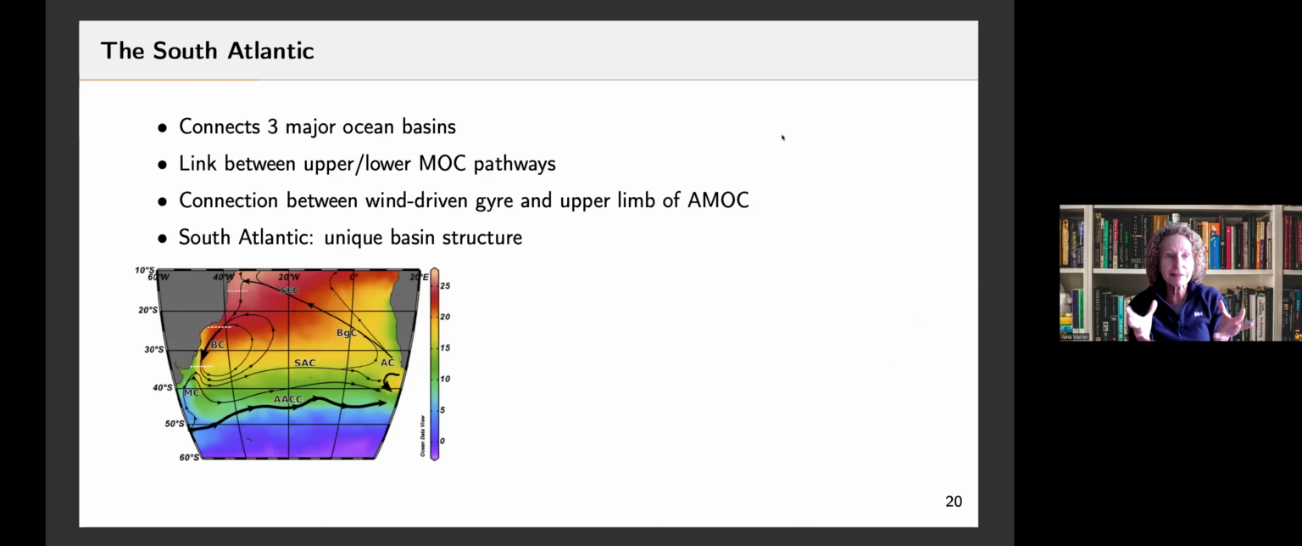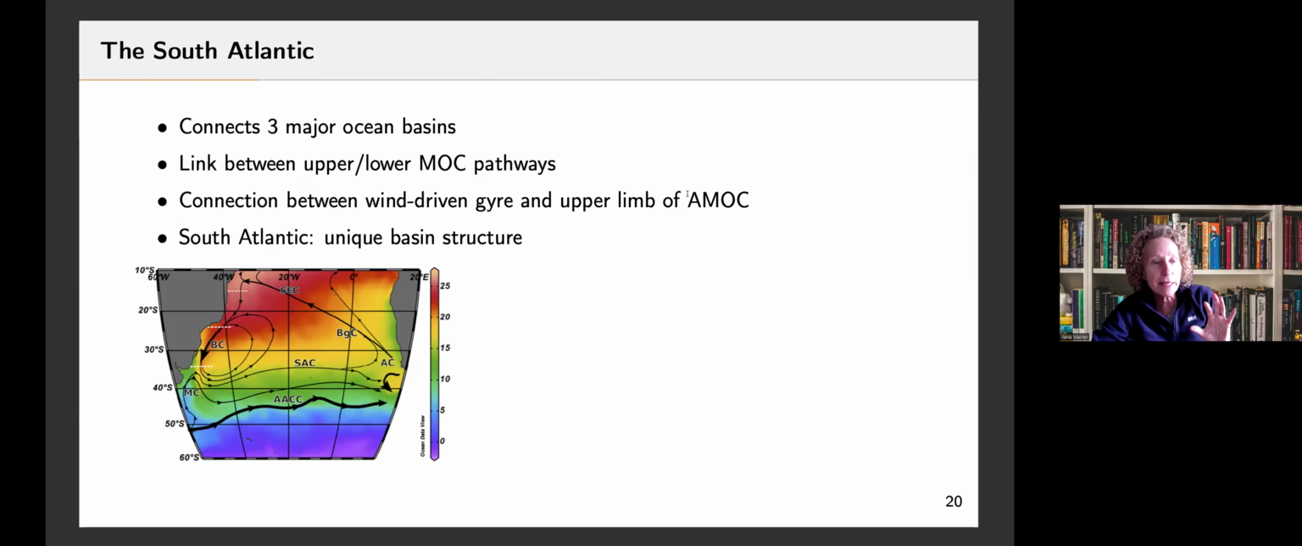So the South Atlantic connects three major ocean basins. Not only do you have the link between the upper and lower branches of this meridional overturning circulation, but it also connects the Pacific, the Atlantic, and the Indian Ocean. So it's a unique basin structure. And so it will also impact all the other oceans as well, beyond just the continental aspects that we're looking at.